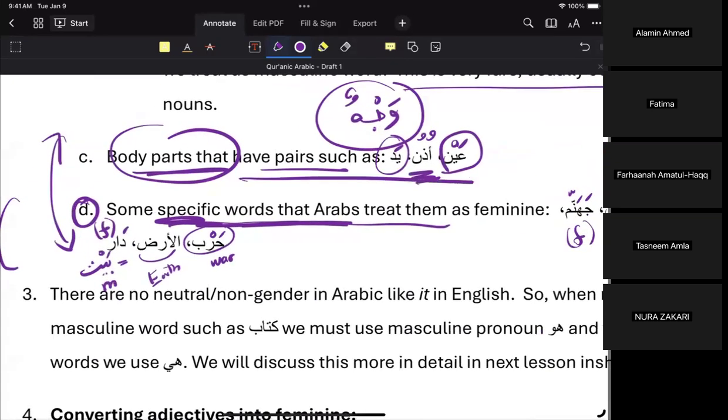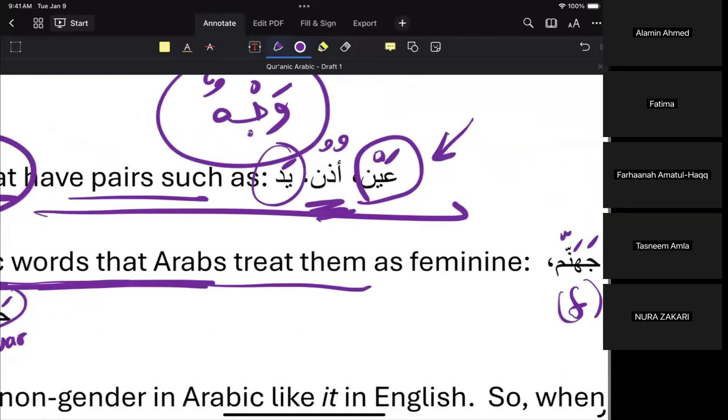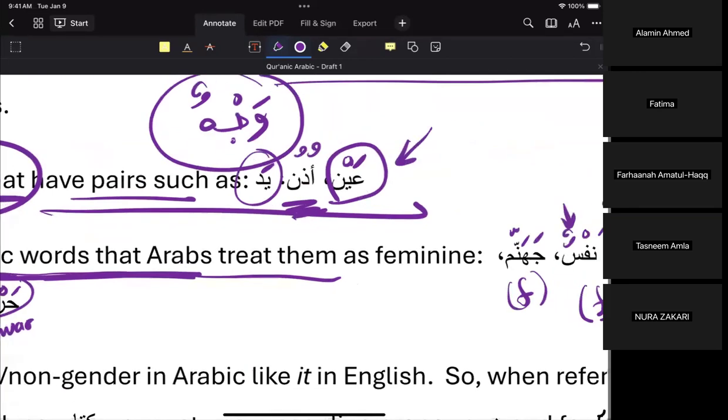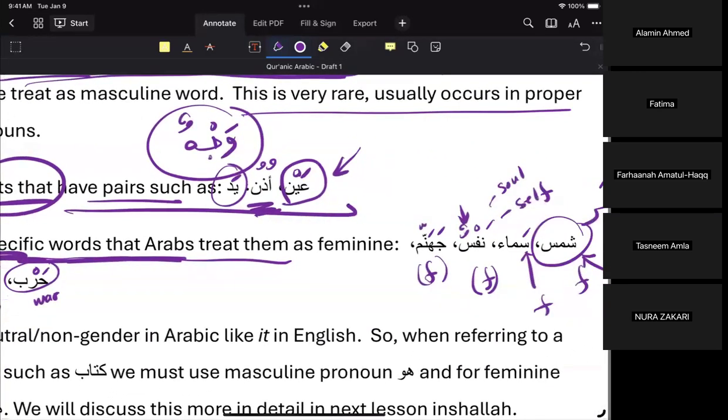And did I mention all the body parts here? No. So for example, leg, rijlun, even though I did not write it here, you have the concept in your mind. As long as they come in pairs, then it is feminine. So now you know rijl or qadam would be feminine words.